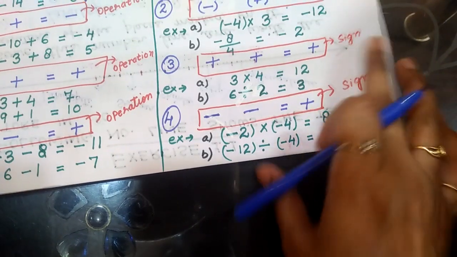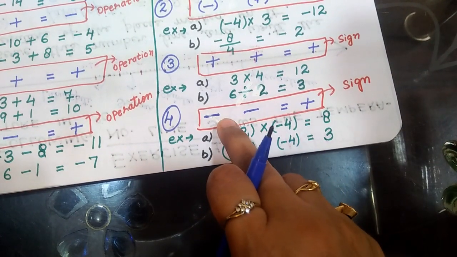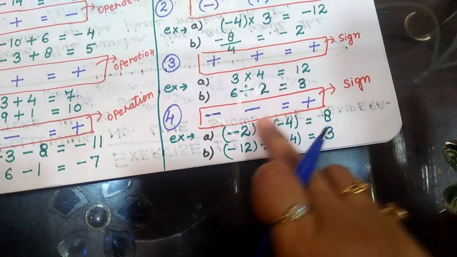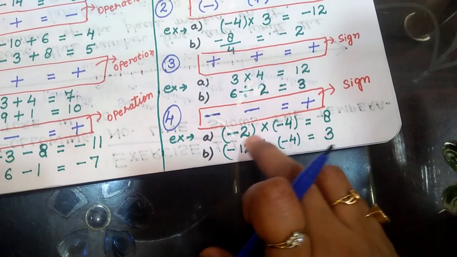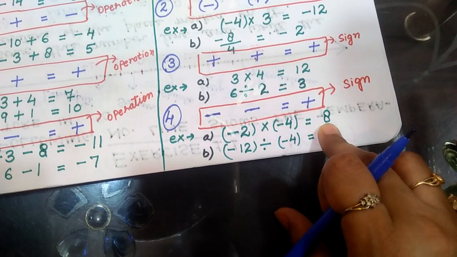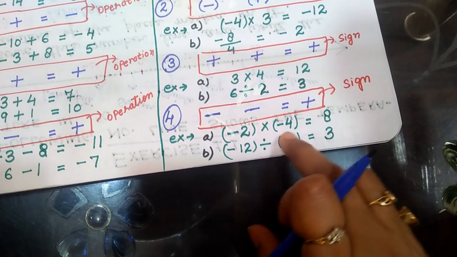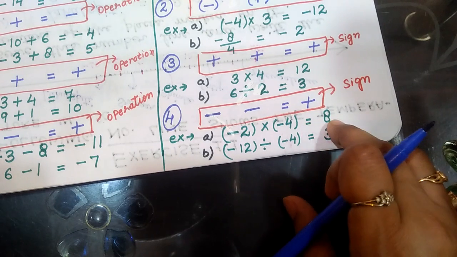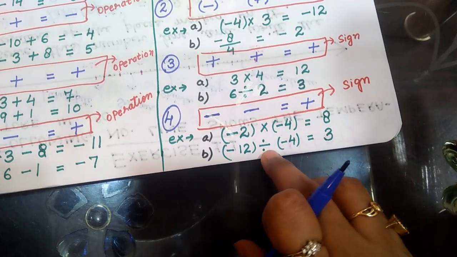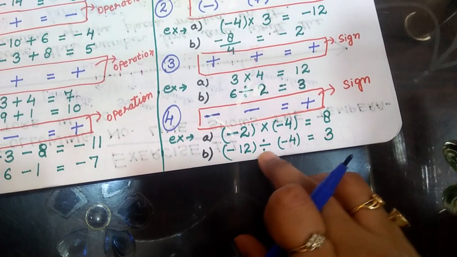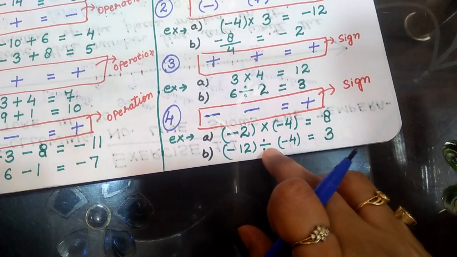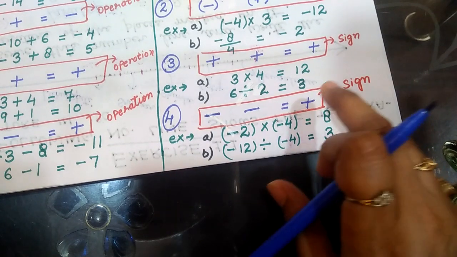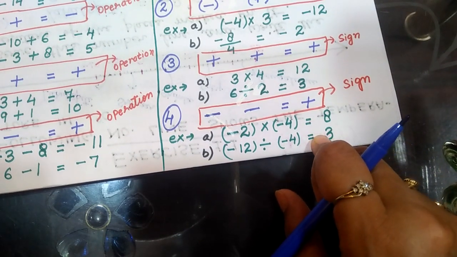Now for multiplication and division, again the rule is still the same. Minus minus is plus, but here the sign plus means that when we multiply two negative integers, they become a positive integer. So minus becomes plus. We will not put the sign of minus over here. 2 into 4 is 8. Similarly, minus 12 divided by minus 4, a negative integer divided by a negative integer. 12 divided by 4 gives you 3 and minus minus gives you plus, meaning you have to put the plus sign in the answer.